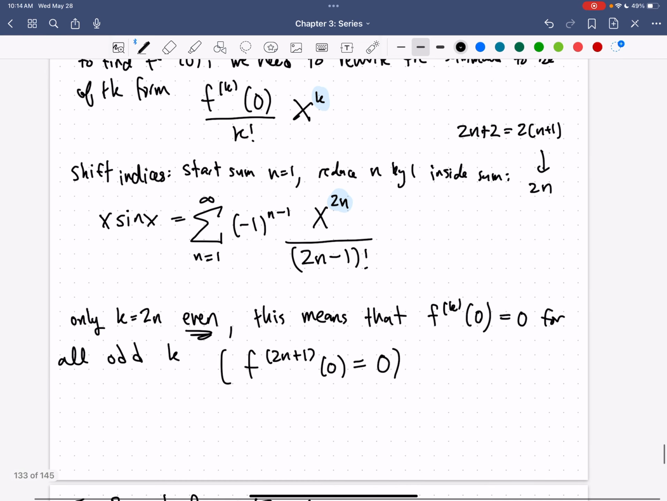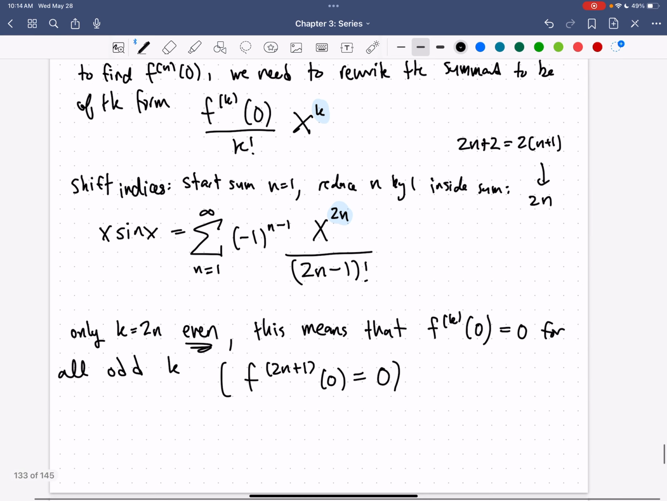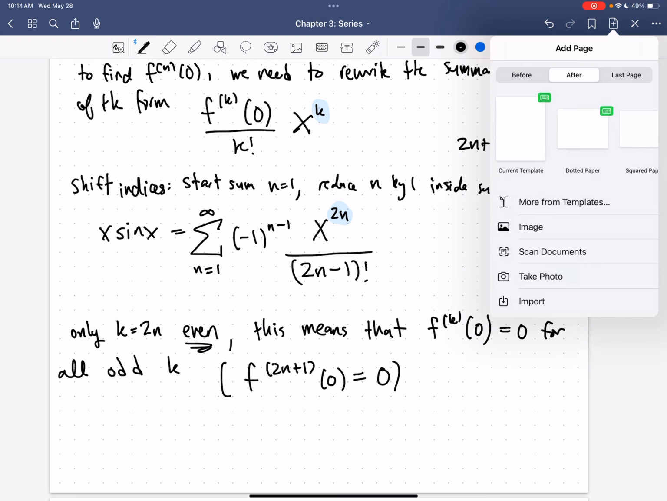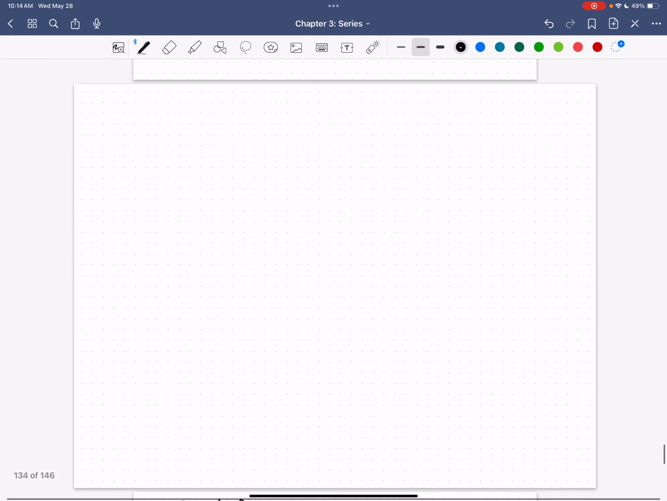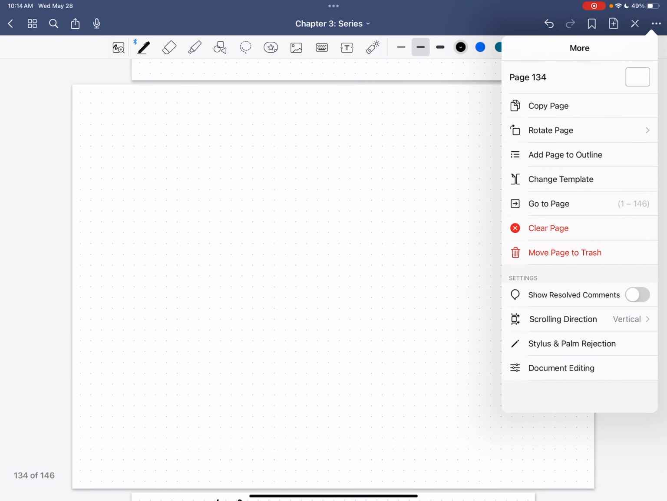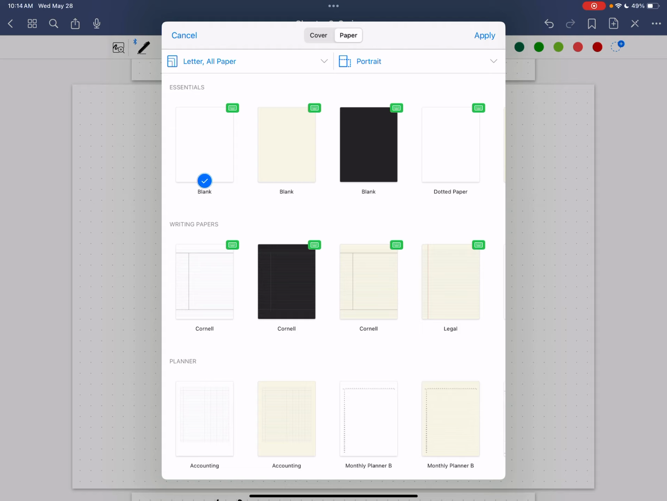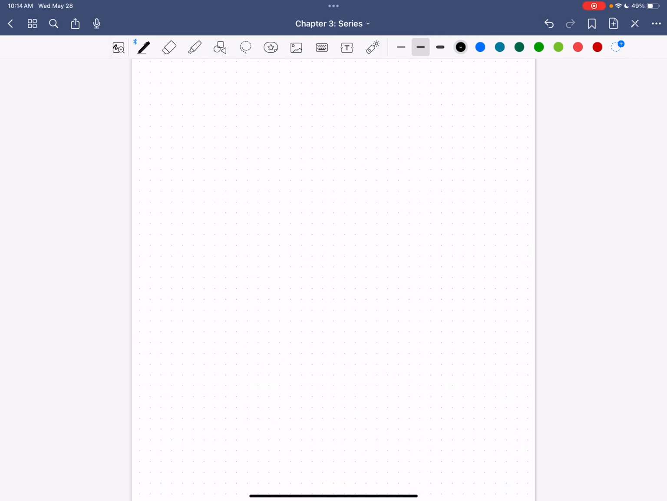Then for the even ones, let's see if we can kind of make it fit the template we want a little bit better. So looking only at k is equal to 2n even. Actually, I'm just going to switch this page. Okay.